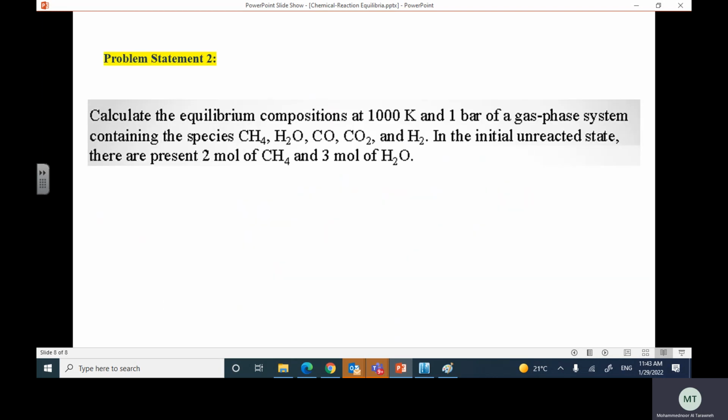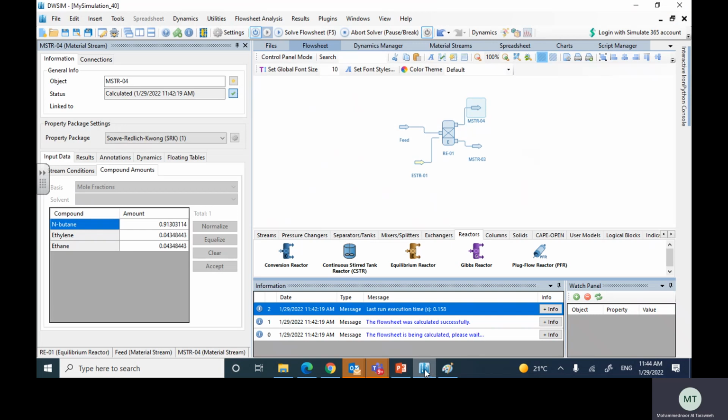Let's solve for this example. Here we need to calculate the equilibrium composition at 1000 Kelvin and 1 bar for a gas phase system containing those species. We have 2 moles of methane, 3 moles of water, and at the equilibrium stage we have 5 species: methane, water, carbon monoxide, carbon dioxide, as well as hydrogen. So once again, let's go to DWSIM software.